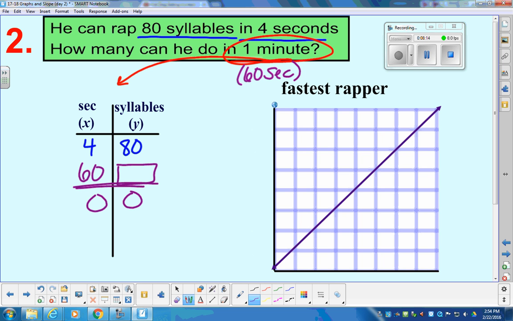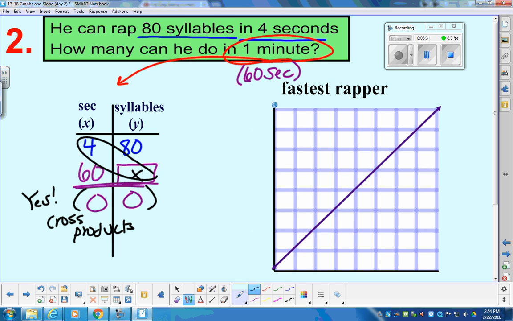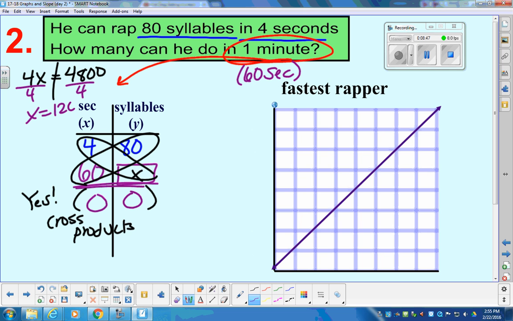We also want to know what happens at 0, 0. Is it true if the time hasn't started, he hasn't wrapped at all? Yes, that's true. And because that's true, we can take cross products to get our answer. So cross products to get our answer, we would grab our variable and multiply across. We get 4x equals, we would multiply across here, 60 times 80 is 4,800. Go ahead and catch up if I'm going too fast. Divide by 4, and we get x equals 1,200 syllables. So you can wrap 1,200 syllables in 60 seconds or 1 minute.